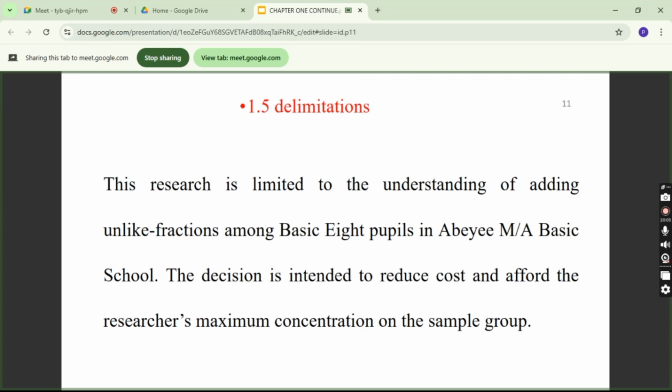So your delimitation limits you to a specific context of the class, the school, and the people that we are dealing with.